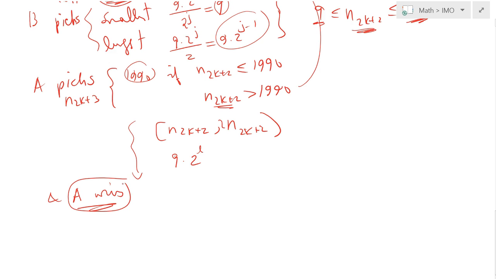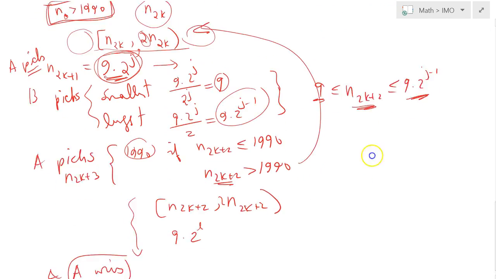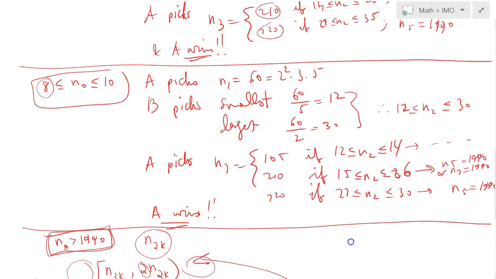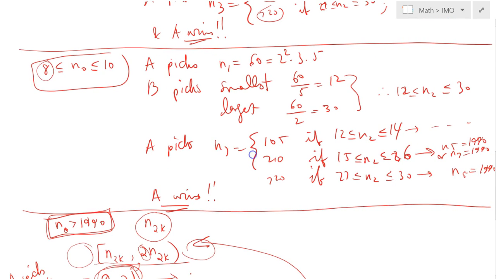So that was a very important observation. For any initial value more than 1990, A will definitely win. Okay, so far we have covered a lot of cases. The remaining cases are what happens if n0 is between 2 and 7.